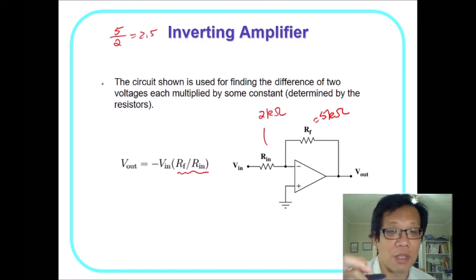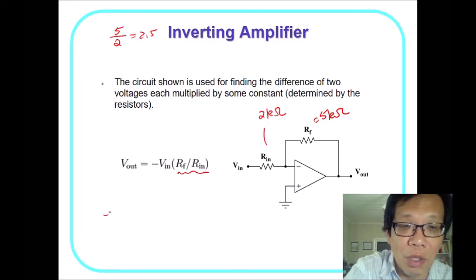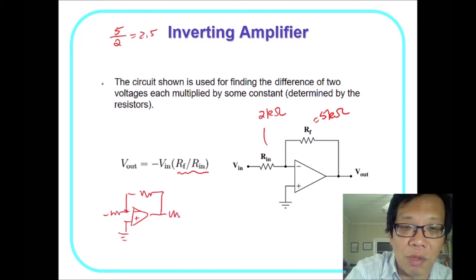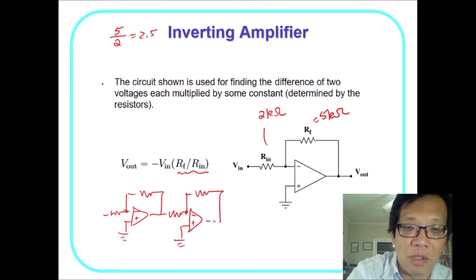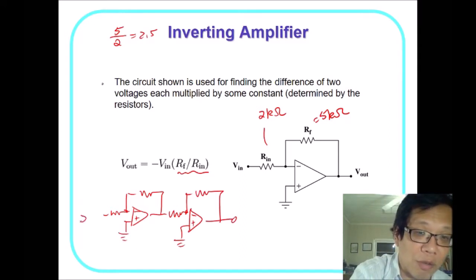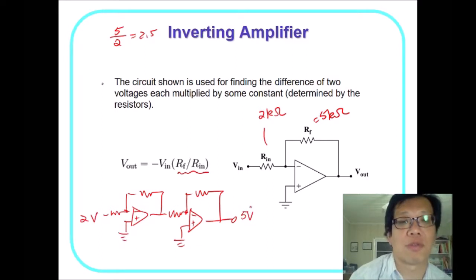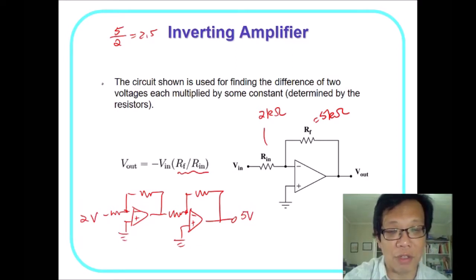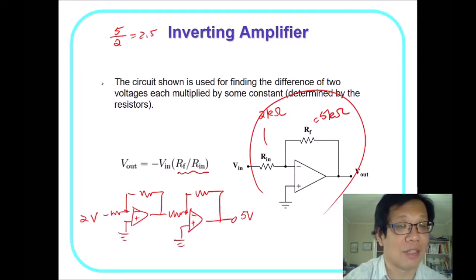So in order to compensate for this situation, what can we do? We are going to use 2 inverting amplifiers. Just use the example we are using right now. I want the output to have a ratio of 2.5, which means I have 2 volts over here and I want this part to be 5 volts, right? But based on the configuration over here, we're not going to get 5 volts. We're going to get negative 5 volts. That is not a good thing.